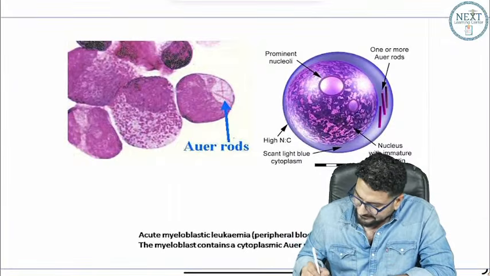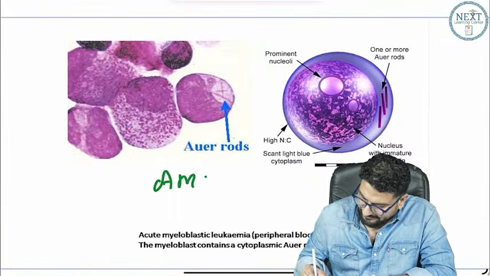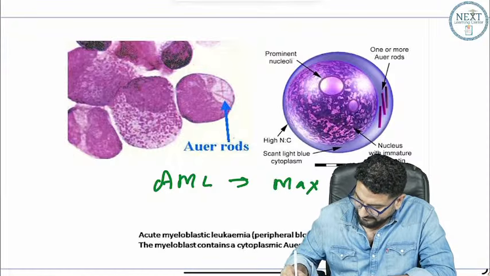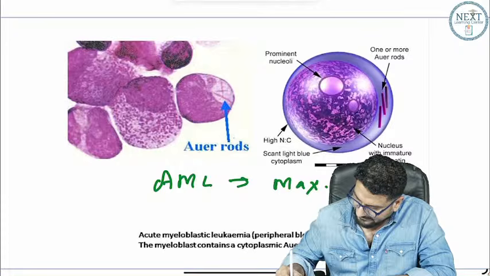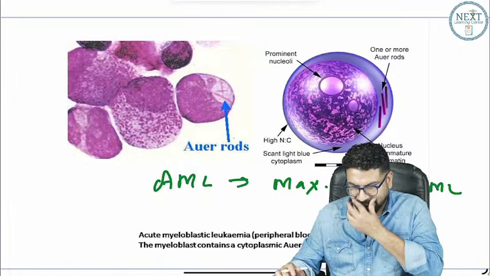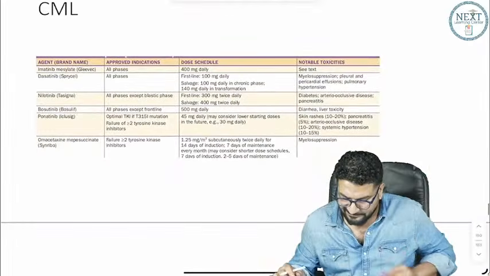Auer rods, you can see, are a feature of AML. But maximum you will find where? In M3 AML. Maximum Auer rods you will find where? In M3 AML.